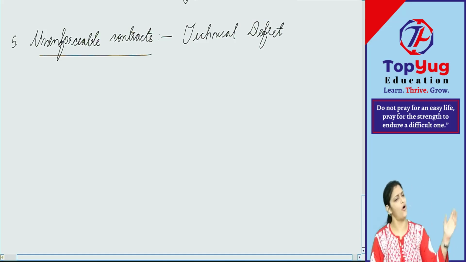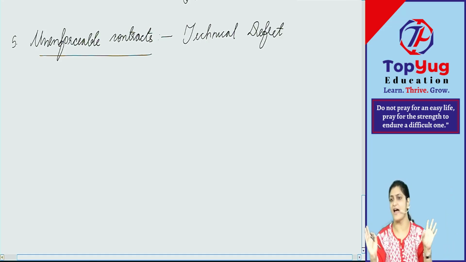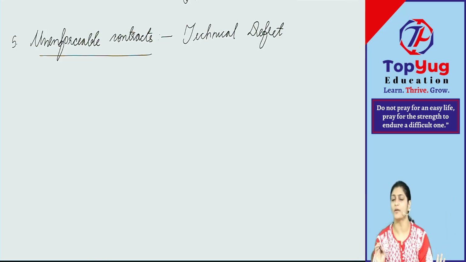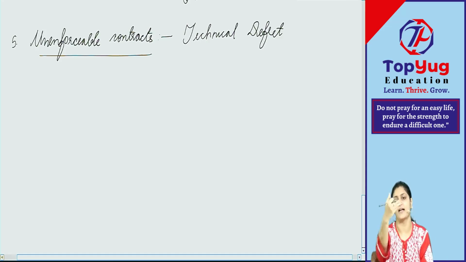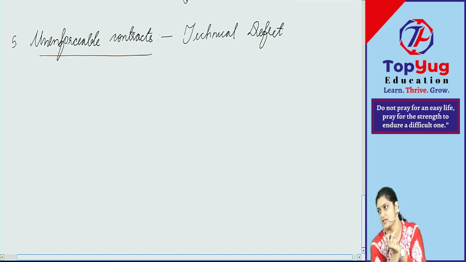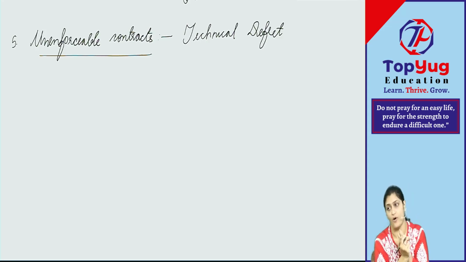That means all the essential elements are present. Everything is good. It is valid. Everything is proper, but there is some small technical defect because of which the law is saying that it is unenforceable. Maybe when you enter into a contract, there is some spelling mistake, change in name of the parties, change in addresses of the parties, some typing error. These small mistakes make it unenforceable by law.